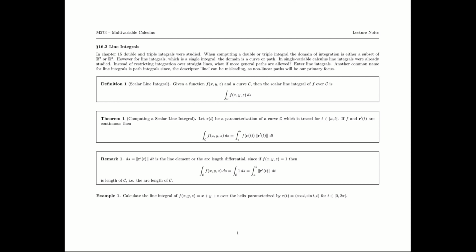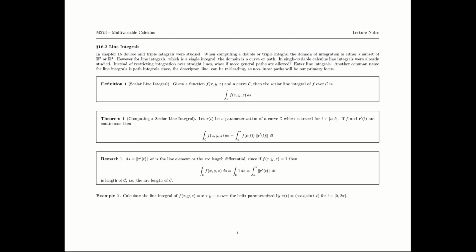All right, the next section that we have is 16.2. This is a section all about line integrals. Essentially, this section is broken down into two distinct areas. We have our scalar line integrals, which we'll cover first, which you can see some of the theorems and definitions right here. And then later on, we have a second type of line integral, which is not a scalar line integral, but a vector line integral.